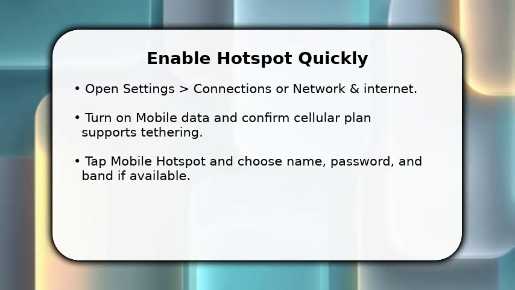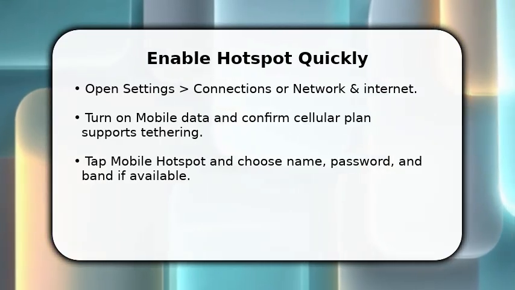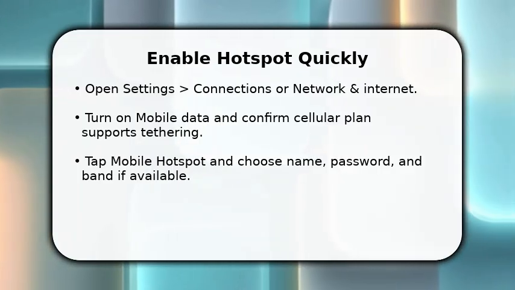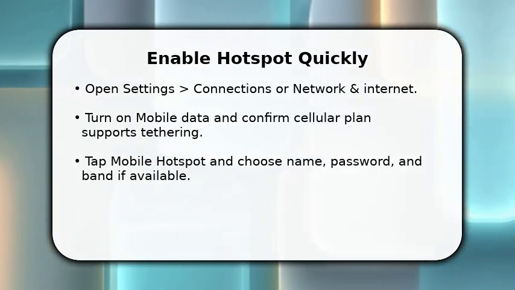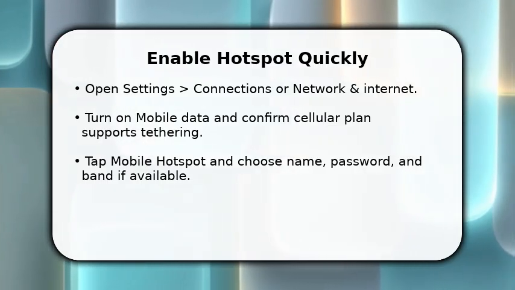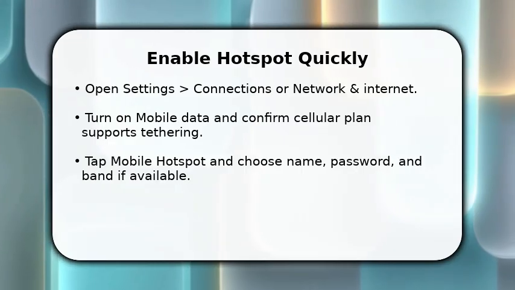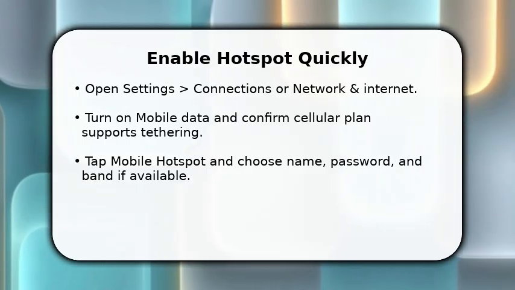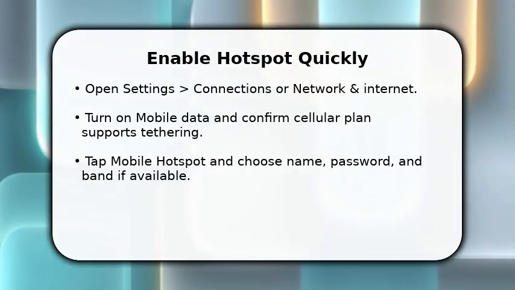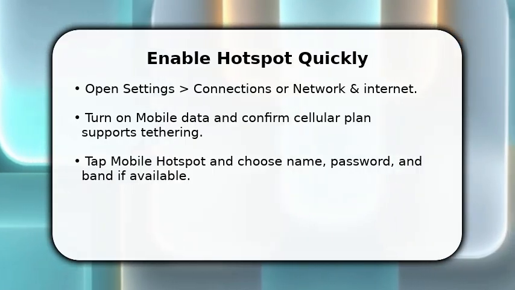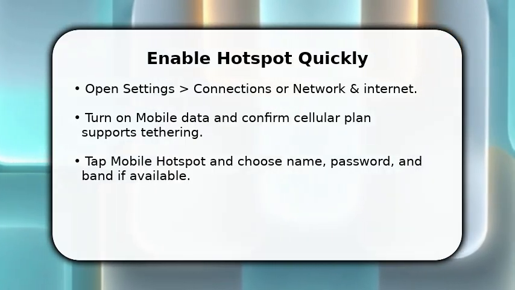You start by turning on mobile data and opening the connections or network and internet settings. This prepares the phone to share its connection. Next, you enable mobile hotspot and set a clear SSID and strong password so others can join securely. Make sure you pick the correct AP band if your Samsung offers 2.4 GHz versus 5 GHz because range and speed behave differently. Once done, leave the hotspot page open to adjust options quickly.